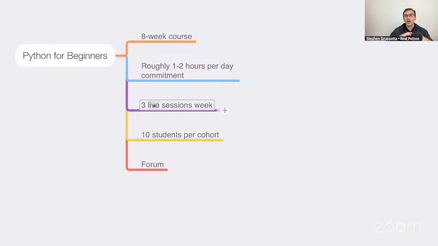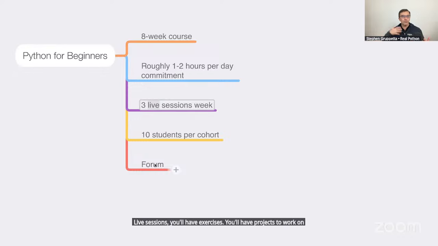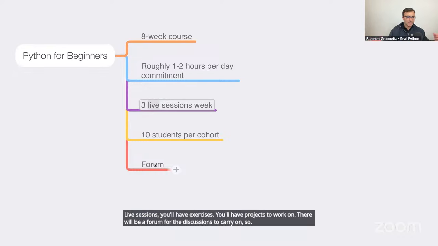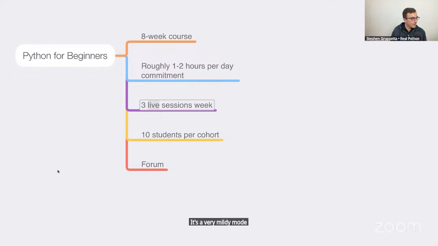So this is a bit of a hybrid course. Or if you like fancy terms, it's a multimodal course. There's going to be some material you need to read, some material you'll watch on a video course, some in live sessions. You'll have exercises, you have projects to work on. There'll be a forum for the discussions to carry on. So it's a very multimodal one.